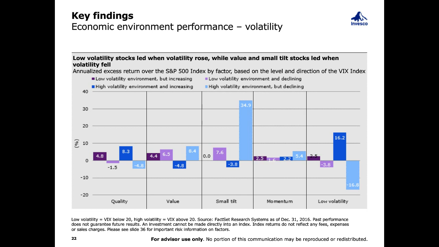To summarize how the factors did in different economic environments, momentum does well when the dollar is strong. Small cap does well when the dollar is weak. Declining rates lead to strong low vol performance, while rising rates benefit small stocks. Low vol does well when volatility is rising, and value and small do well when volatility is declining.